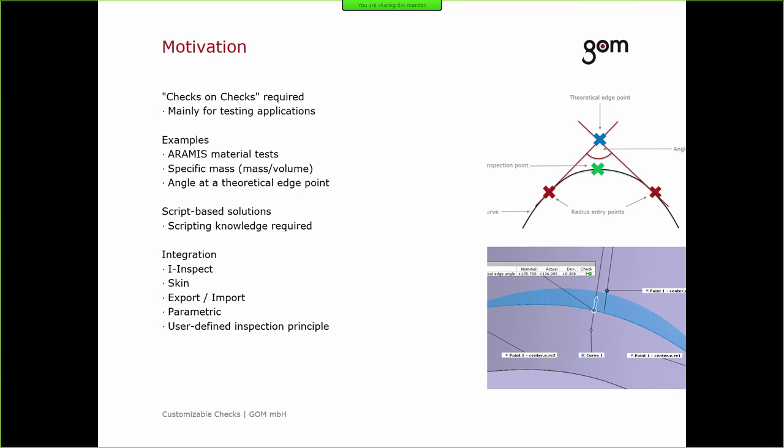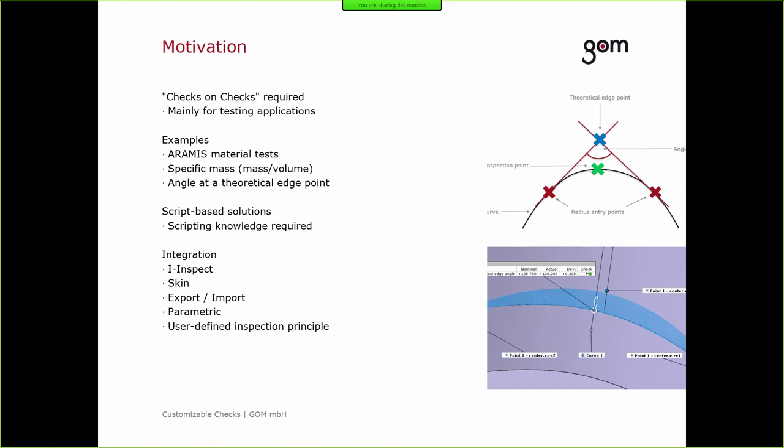This webinar is about the function user-defined checks, which has been available since the V8 SR1 release. We created this function to easily enable non-standard checks without having to program a script. These may be applications, for example, for which checks on checks are required. However, you can also carry out calculations, like the calculation of a specific mass of an object. The function is seamlessly integrated into the software and is fully parametric. This means you can make changes to the parameters as you know and update the results by performing a recalculation.